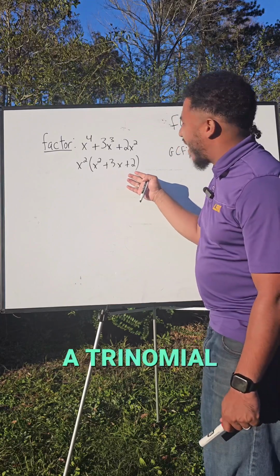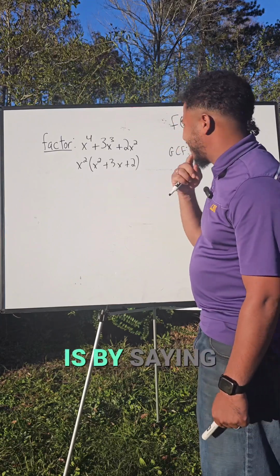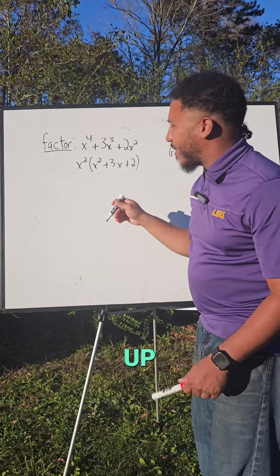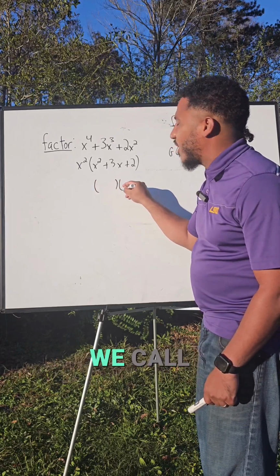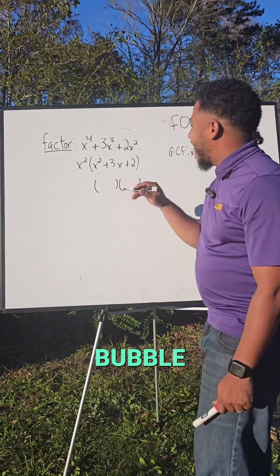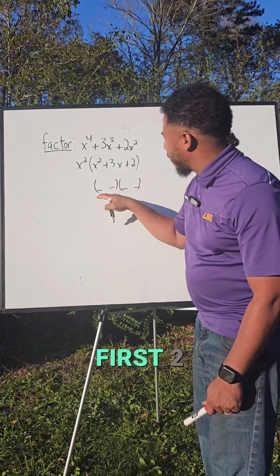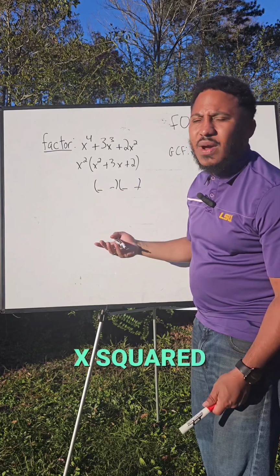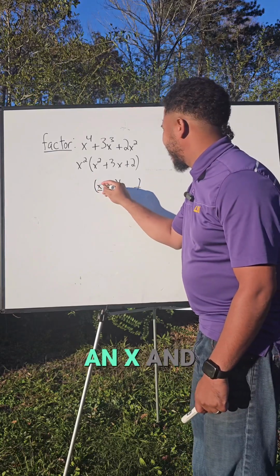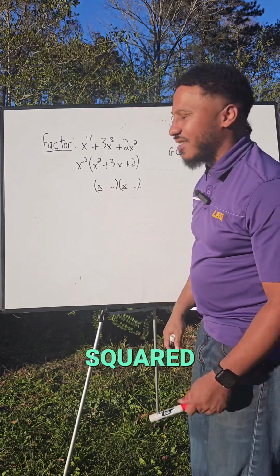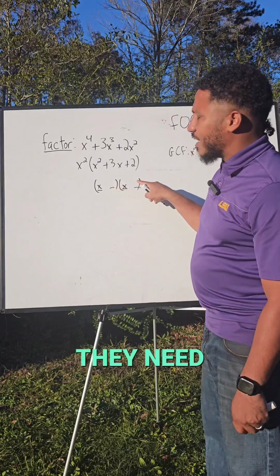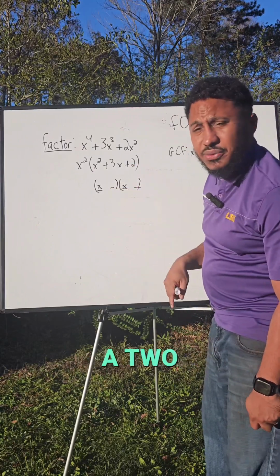So how we factor a trinomial like this, or three terms, is by saying, can I set up my double set of parentheses? We call that double bubble. Now, we need to have two terms in each, and we want the first two terms to multiply to give us x squared. So we put an x and an x. That'll give us x squared. Then we look at the last two terms. They need to multiply to give me this last one, a 2.